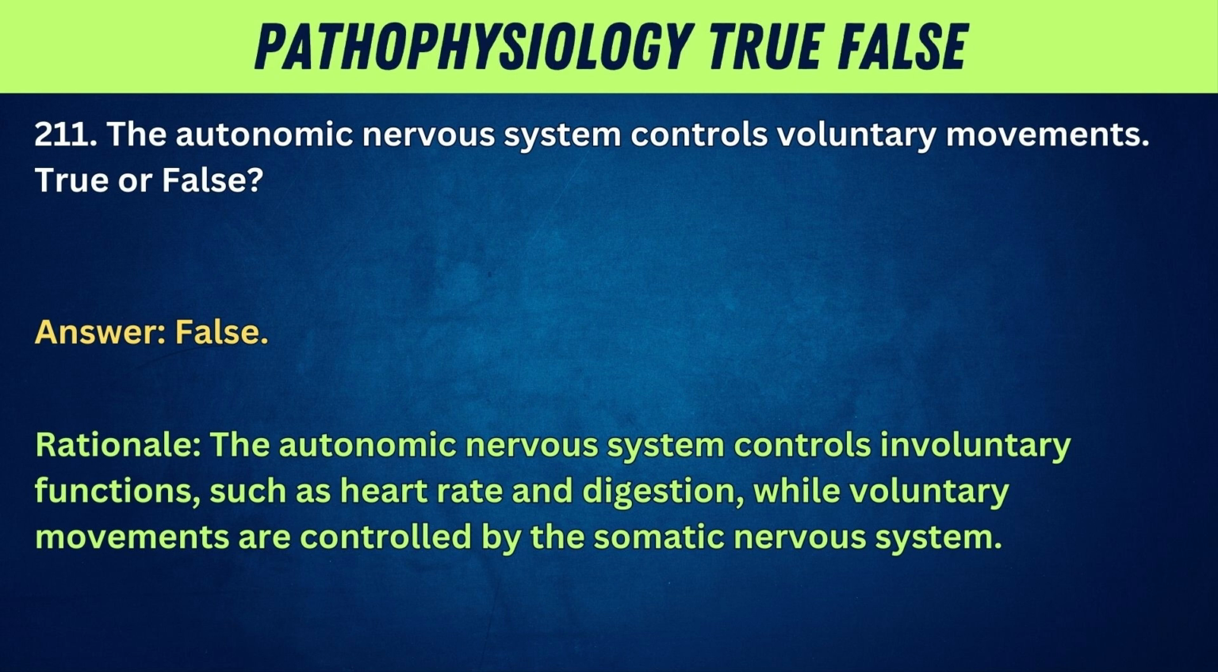True or false? Answer: false. Rationale: the autonomic nervous system controls involuntary functions, such as heart rate and digestion, while voluntary movements are controlled by the somatic nervous system.